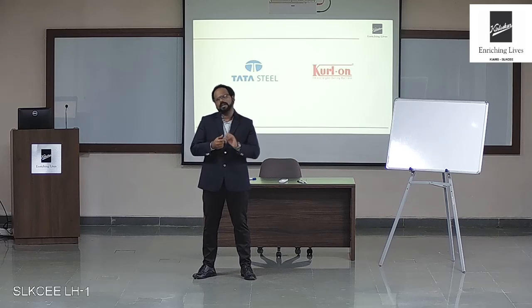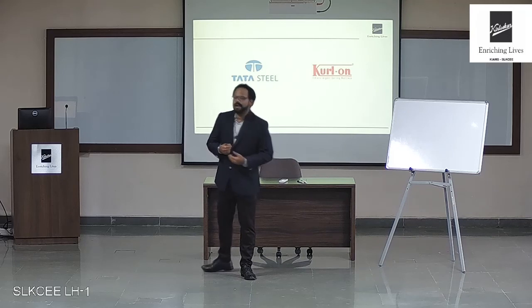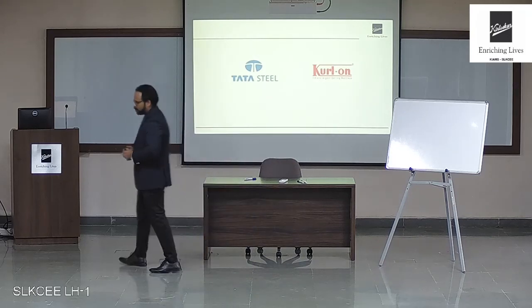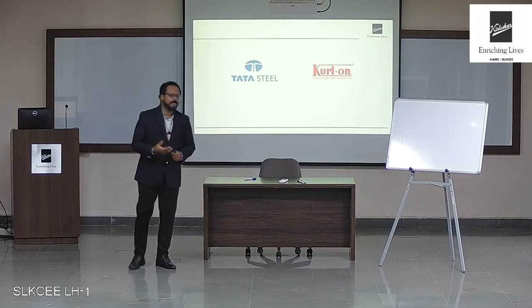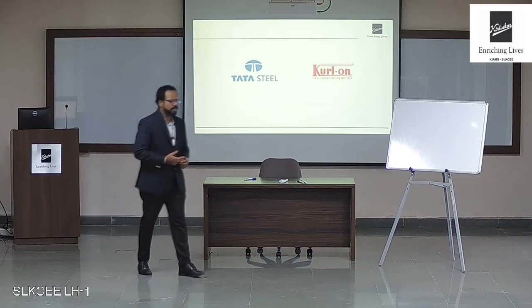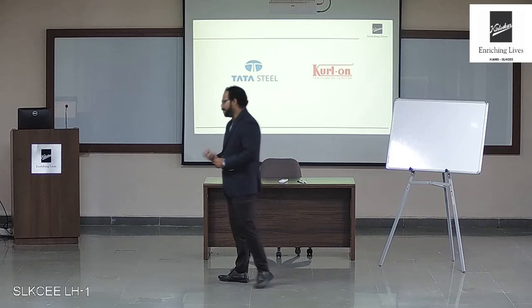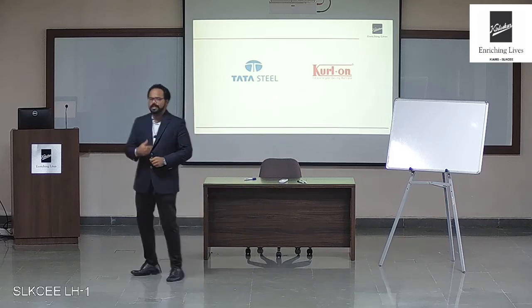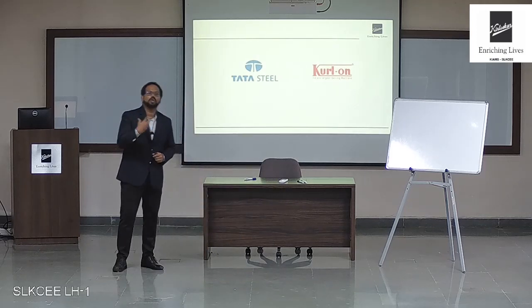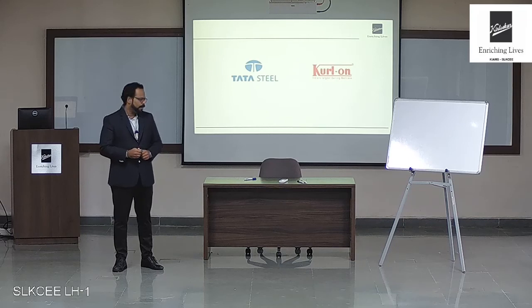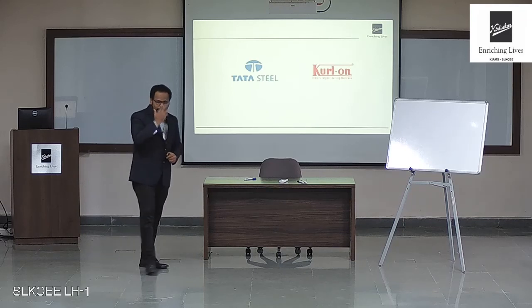This limiting factor has to be identified, and it has to be rectified or removed completely, which will help the system to improve. The example which I have written on the board is about the companies called Tata Steel and Kurlon. Tata Steel has implemented theory of constraint and has got good results from that. They have implemented it in many of their fields.